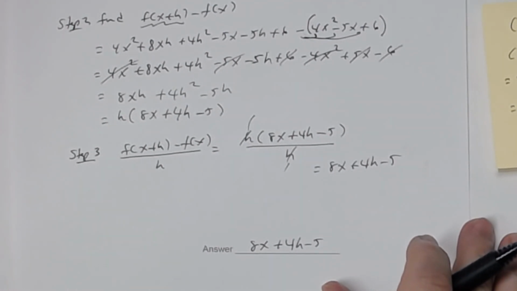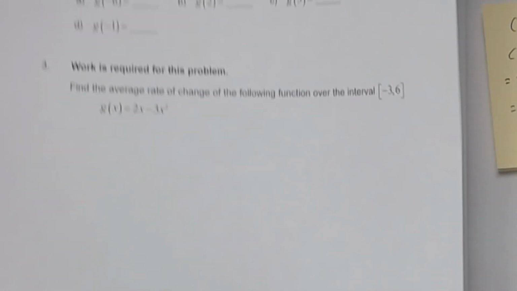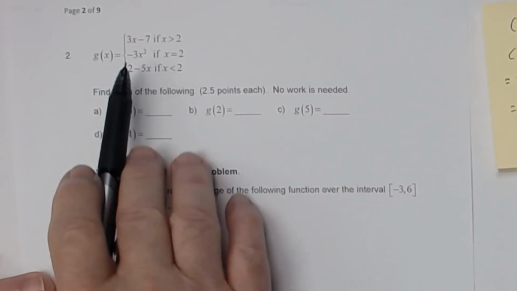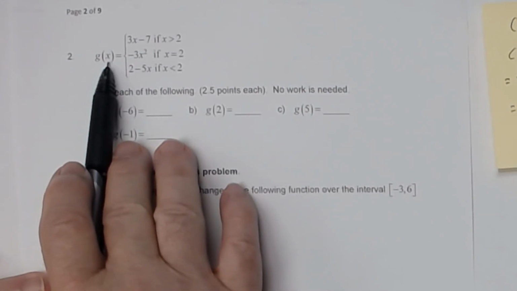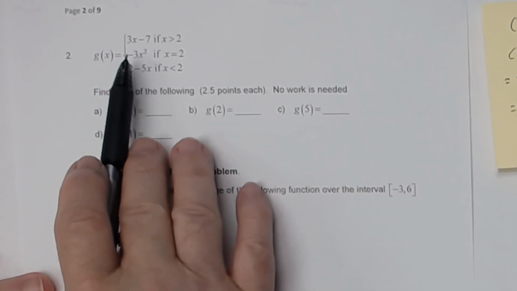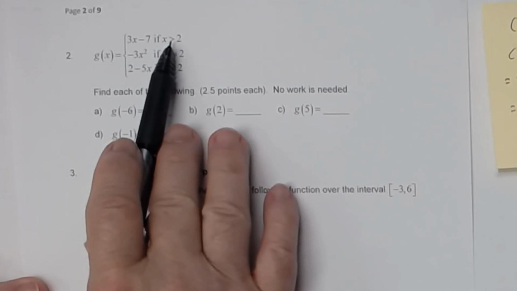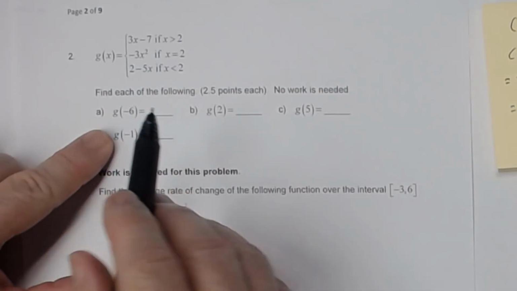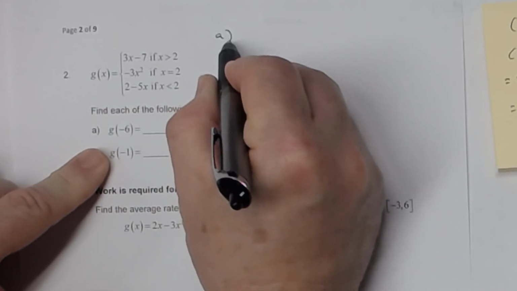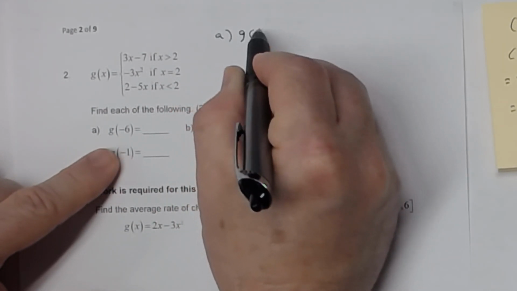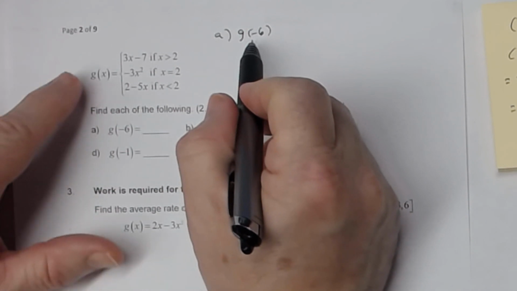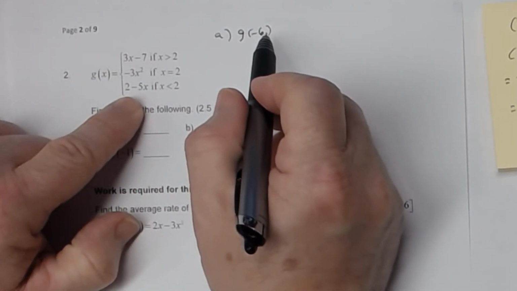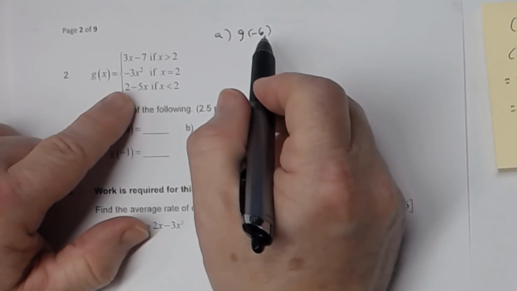Okay, now number 2. In number 2, you started out with a piecewise function. And so this function g of x is made up of 3 pieces, and these are the domains for each of those pieces. And so in letter A, I'm going to go ahead and do that here. You want to find g of negative 6. So you want to go to your function g, but you got to determine which one you're going to use, right? You can't use all three. You have to use one of them.